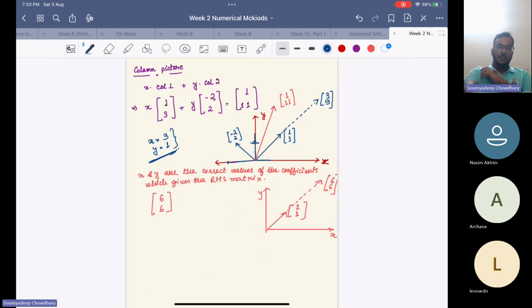Is this thing clear? Any doubts? Any doubts, anyone? Is it clear? Nasim, Leonardo, and Archana, everyone, is it clear?